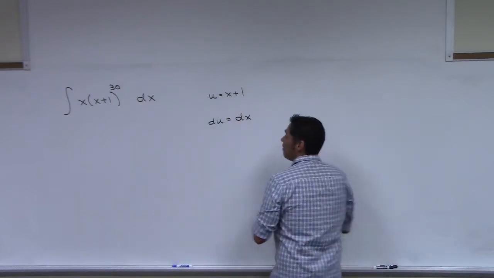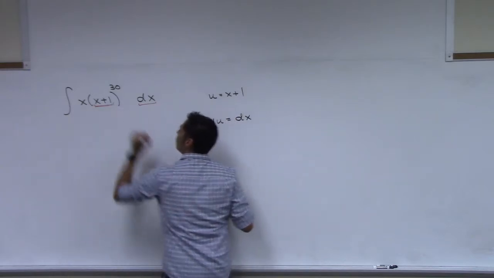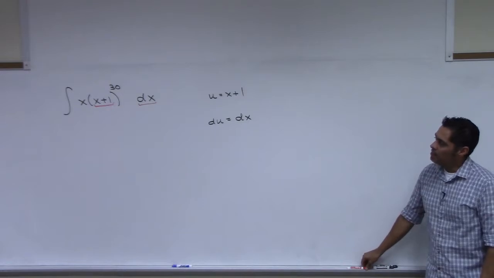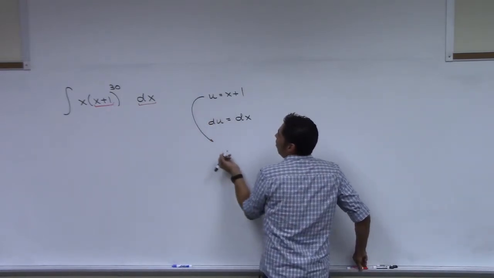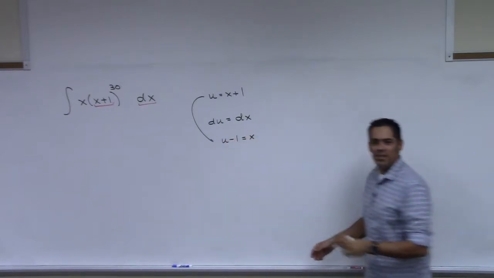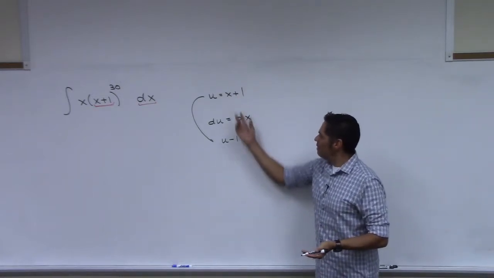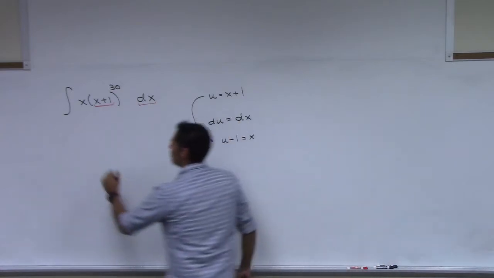All right, so I've got this. That dx I'm good with. That's going to be du. I've got to replace the x. Okay, so I can do this, right? I can solve that for x. u minus 1 is x. But this just doesn't seem like it should really gain anything, because this derivative doesn't seem like we would gain anything. But just watch what happens.